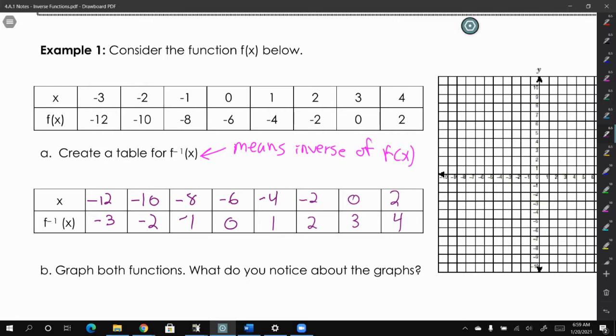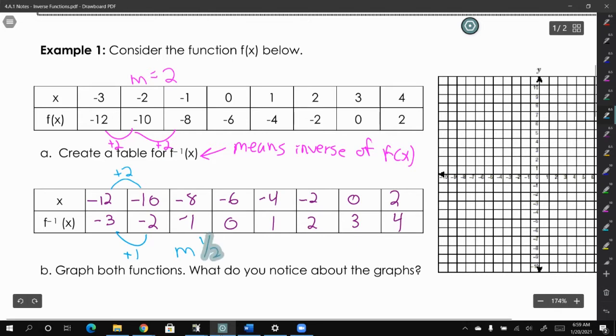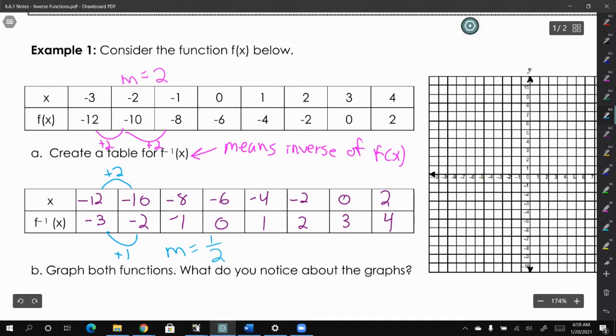So then we're going to graph both functions. Well, if you look at the top one, you see the y values are going up by 2. So m is equal to 2, your slope. If you look at the bottom one, you might think, oh, your slope is going up by 1. But you also have to look at your x values. The x values are going up by 2. So your slope for this one is actually 1/2. Because every time, as we move from left to right on the table, my y values go up by 1, but my x values go up by 2. So that's why I wrote the slope as 1/2.